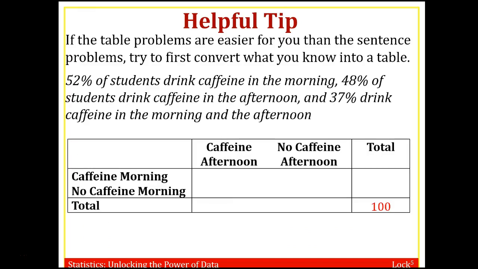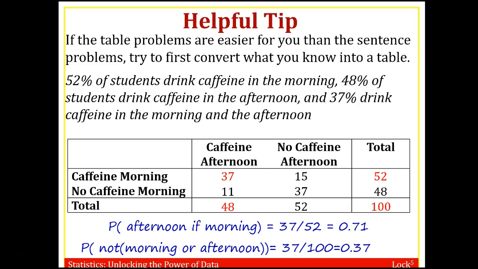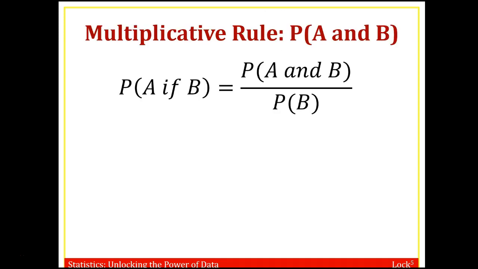Hello, welcome. We finished the last video filling out a contingency table for the last problem, looking at conditional probability. So I want to do just a quick summary of the multiplicative rule, the probability that A and B happen. From before, the probability of A if B is the probability of A and B divided by the probability of B.